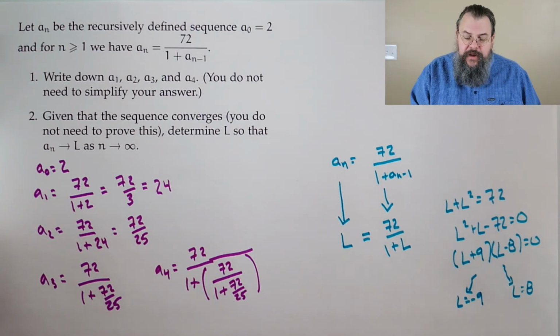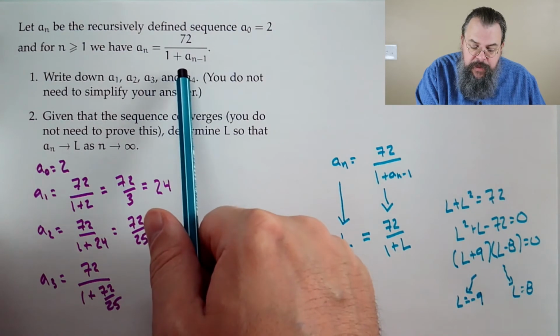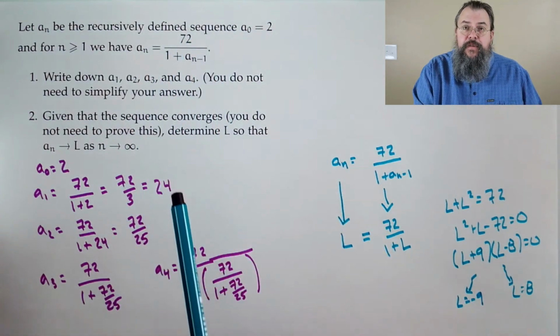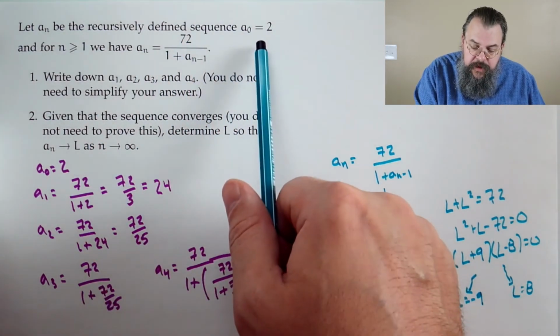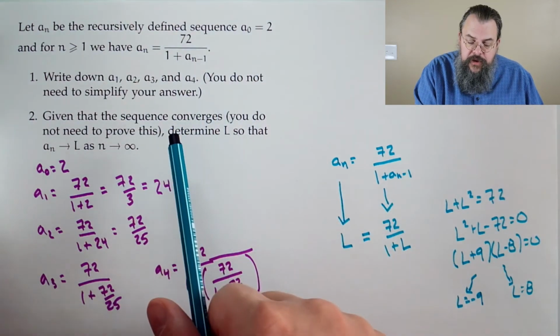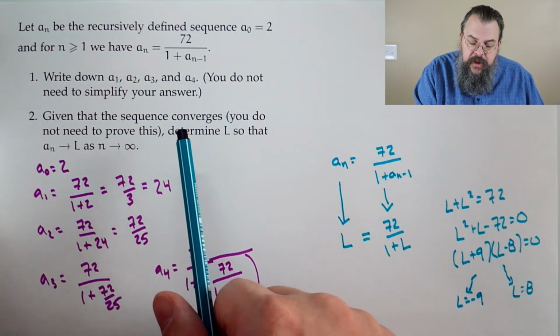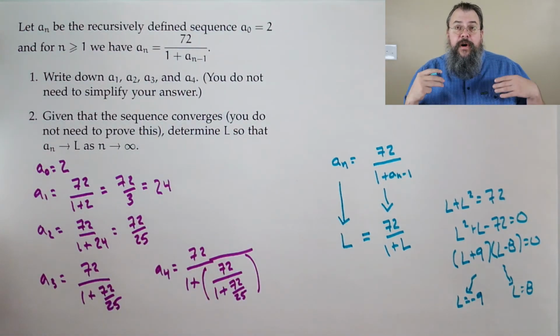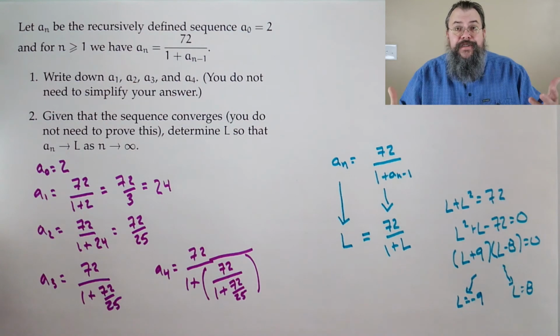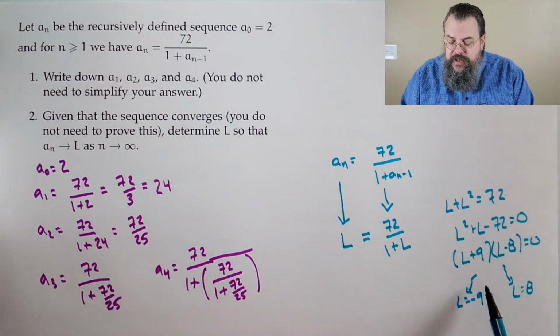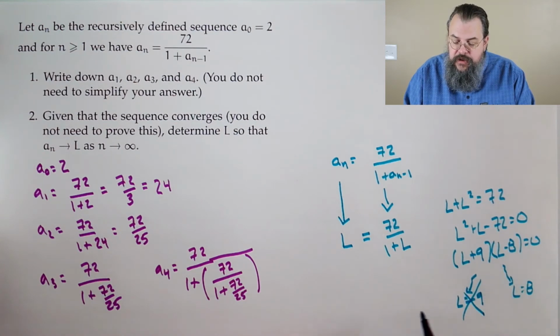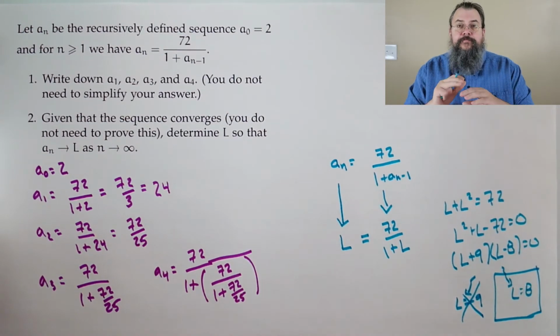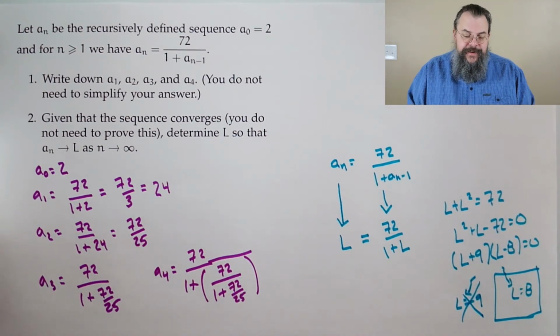Well, think about our sequence. If I start with a positive number, I'll have a positive number. And we are starting with a positive number, we're starting with 2. So what does that mean? It means that all the terms I'm going to generate are positive. So if I'm approaching anything, I have to approach the positive possibility, so we can toss negative 9 out. Therefore, we come to the conclusion that L equals 8. That's the limit. That's good.